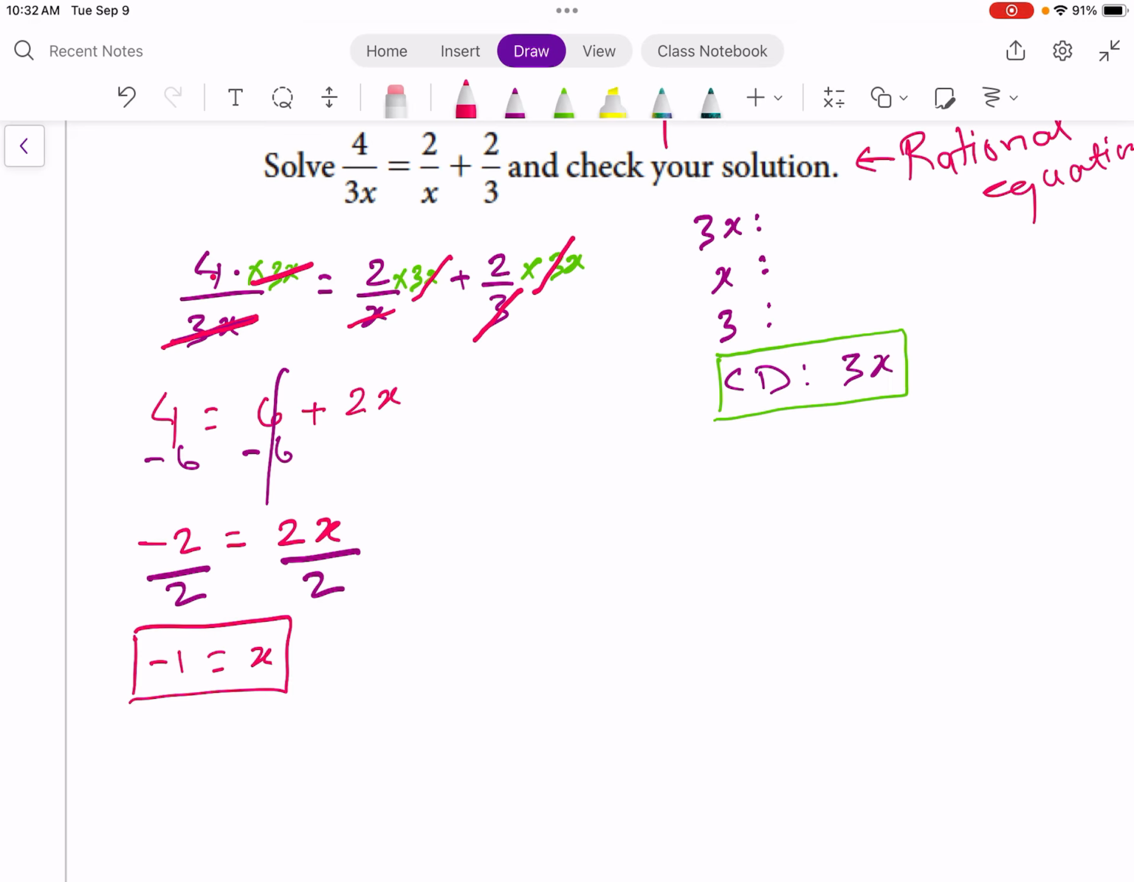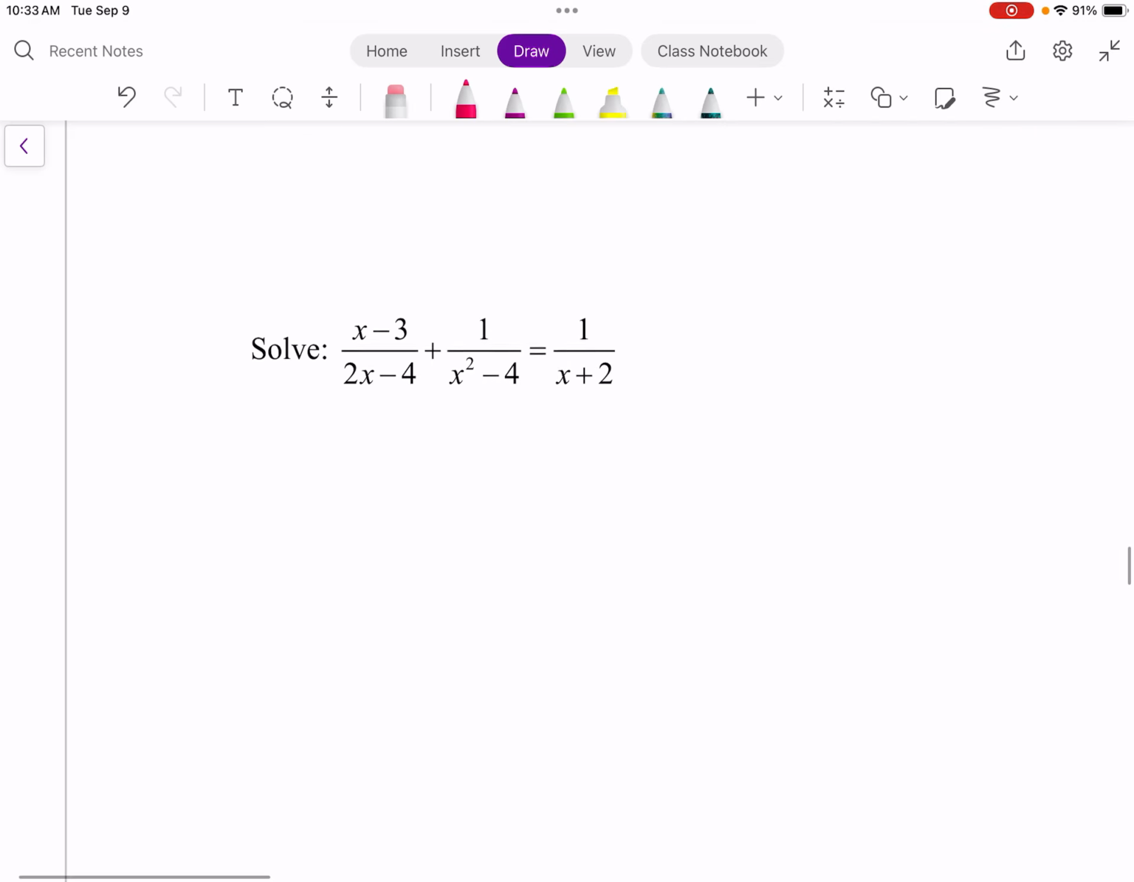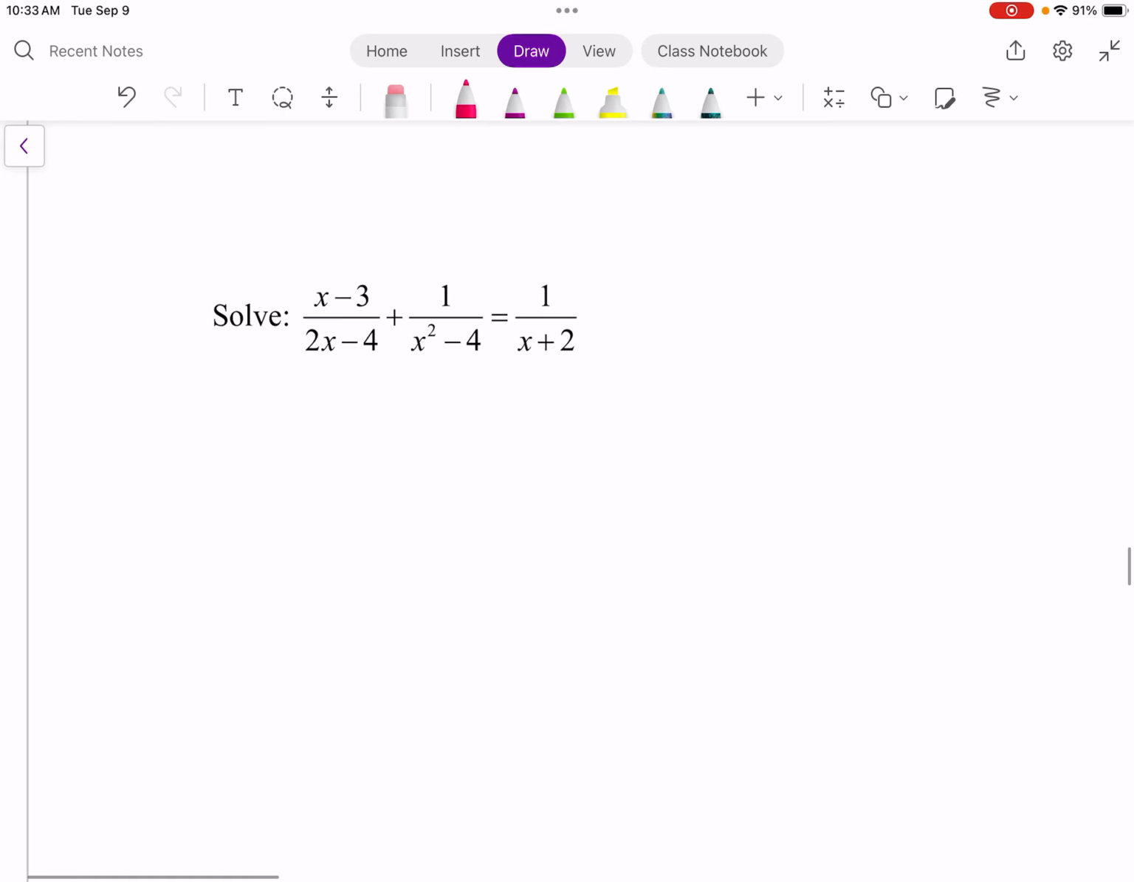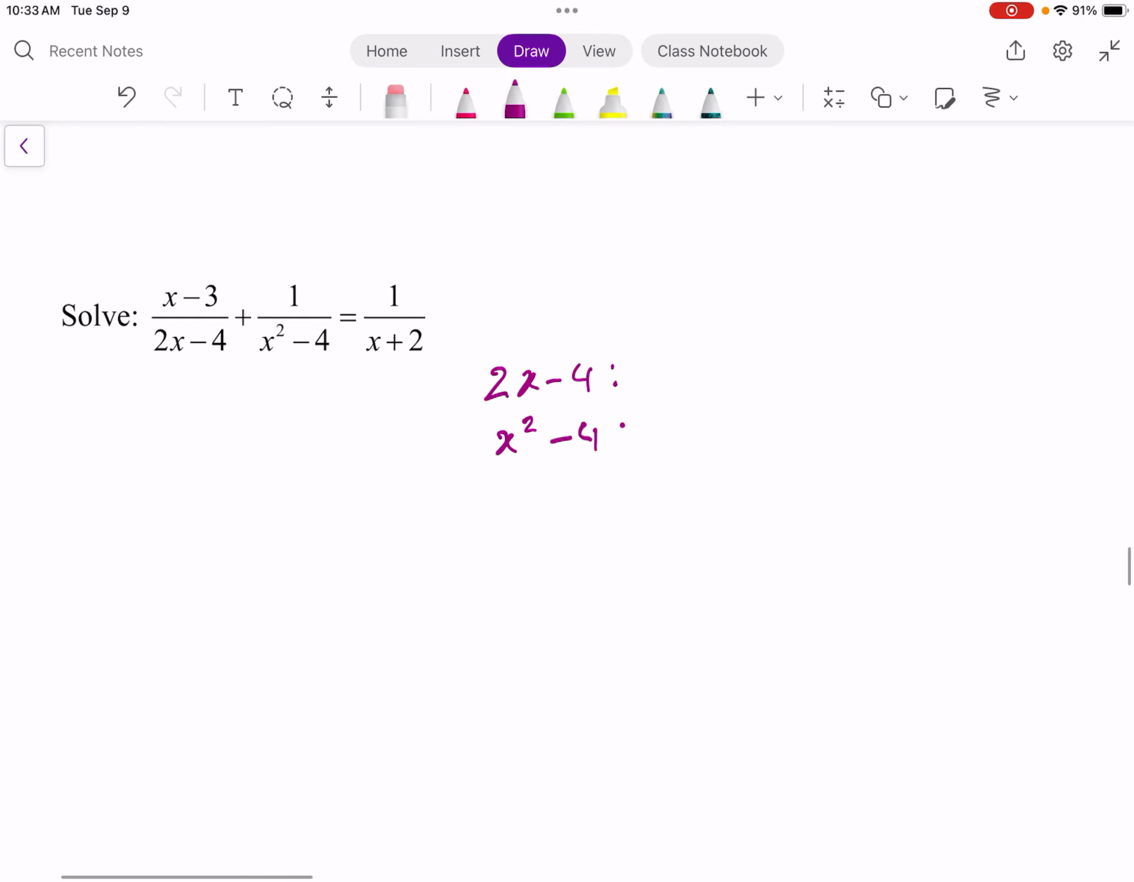Okay, now let's go to the next one. So here we have, what type of equation is this? Rational. We have our variable x in the denominator, so this is the rational equation. Now first step is finding a common denominator. So we have 3 denominators. Just let me make a list of that. So our first denominator is 2x minus 4. Second denominator is x square minus 4.